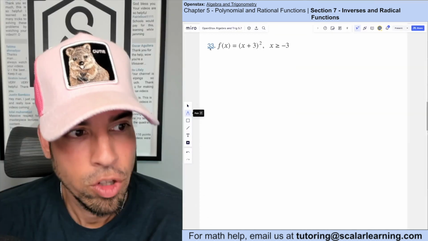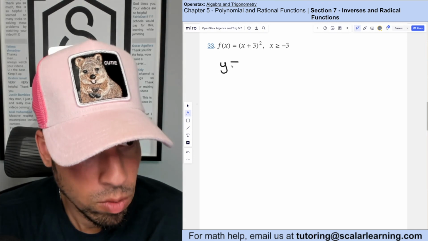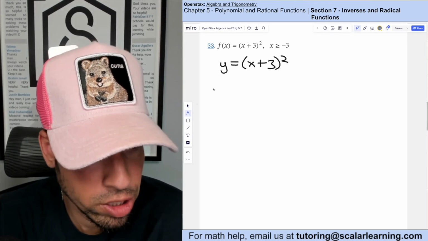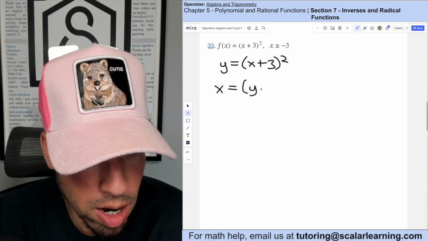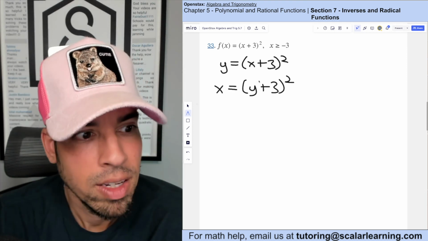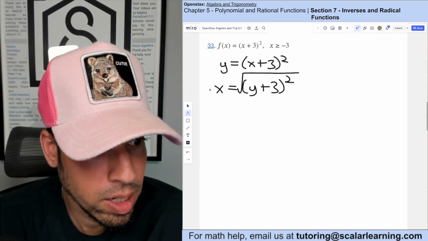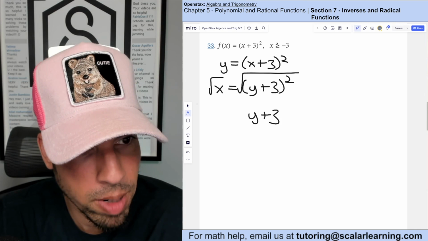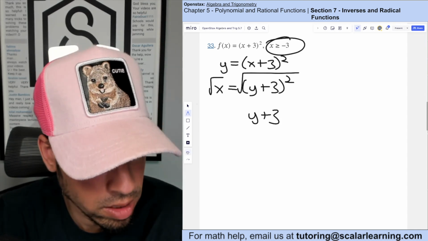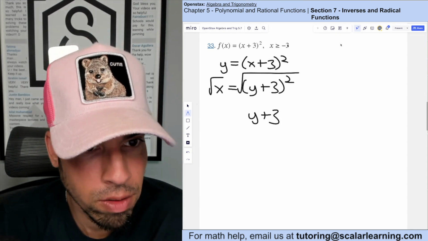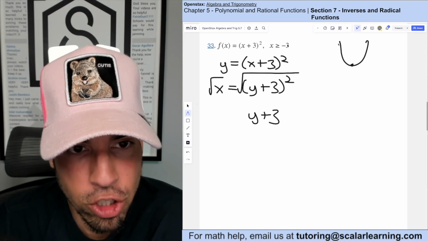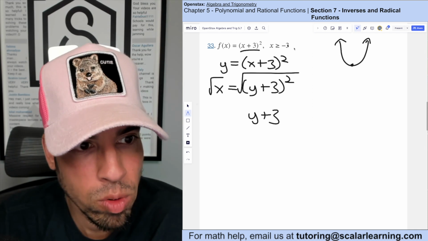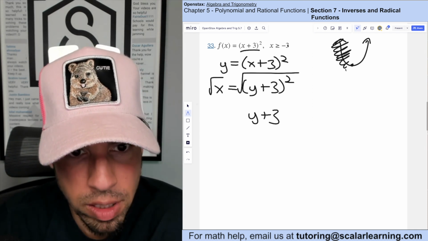Boom, done. So for this one, we're going to start by swapping the y with f of x, and then after this, we're going to switch the x's and the y's. So we got x equals y plus 3 squared. And then we're going to isolate the y. So I'm going to start by taking the square root of both sides. But notice, normally this would be a plus or minus situation, but we've already got this nice domain restriction, which means for the function, if we originally have a nice parabola at a vertex of -3, we're only taking the right-hand side, so we're kind of ignoring that side.